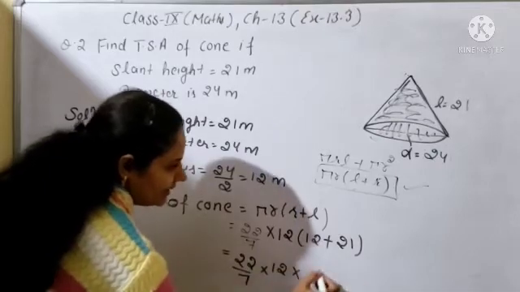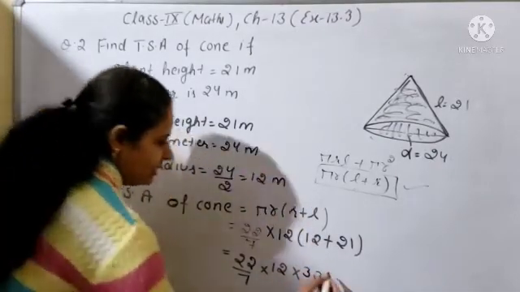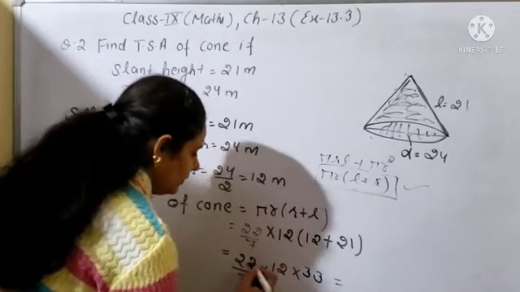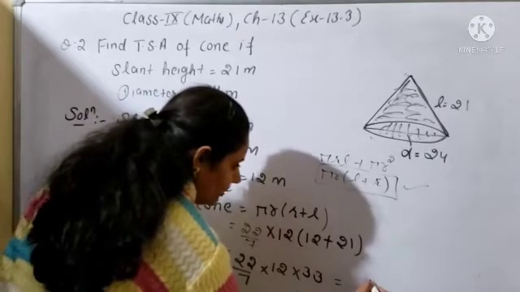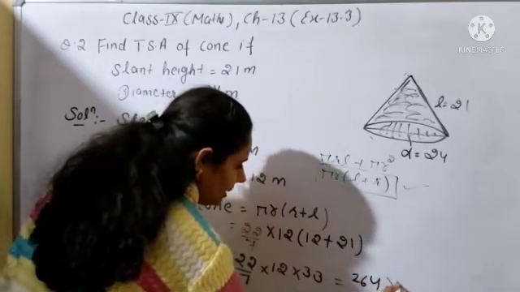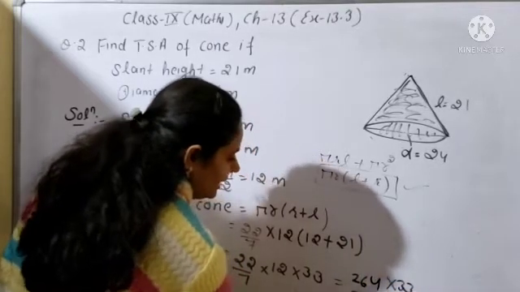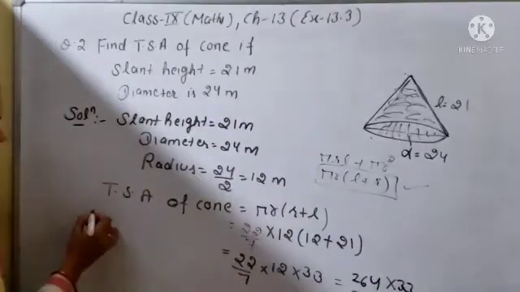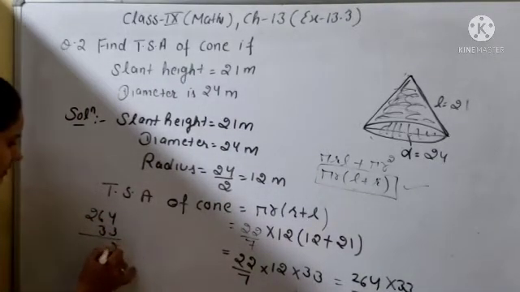Add them, 12 plus 21 is 33. Now by 7 you can cancel out? No. So multiply it, 12 into 22, 2 2s are 24, so 264, multiplied by 33 and divided by 7. Clear? Now 264 you will multiply by 33.